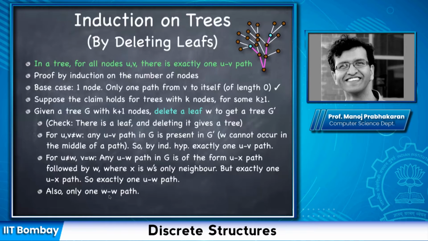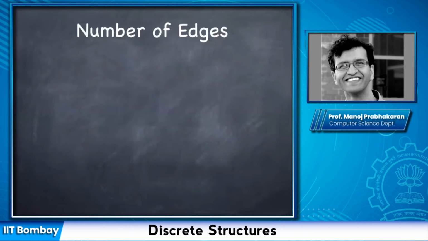Okay, so that's a simple inductive argument to show that every pair of nodes like this has a unique path. But it's also an illustration of how you would use induction on trees by deleting leaves. Okay, so that's the end of that proof. Let me show you one more example before finishing. So this is about the number of edges in a tree. Again, it's a very useful property, and it's also a very simple illustration of this inductive argument.